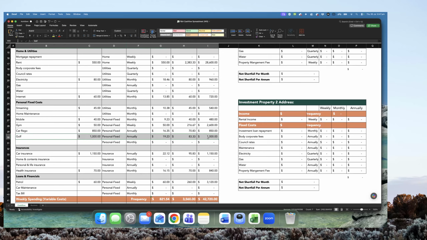So I put that as a fixed cost. So that's an annual cost that you're going to be hit up for on an annualized basis. I've put that as a fixed cost.